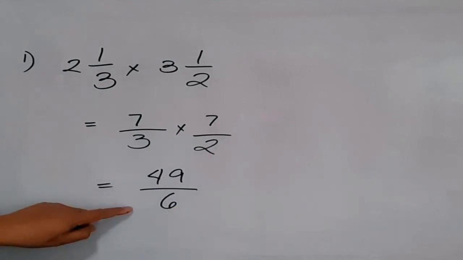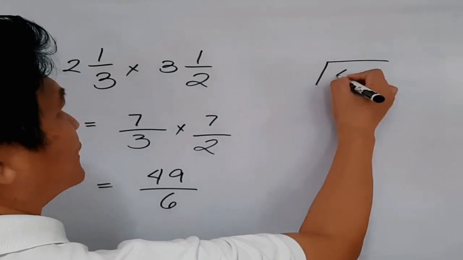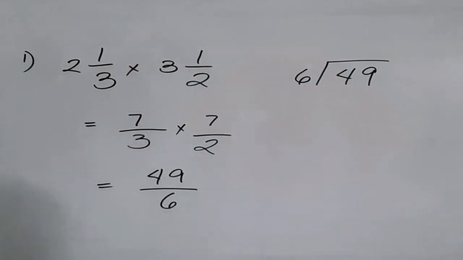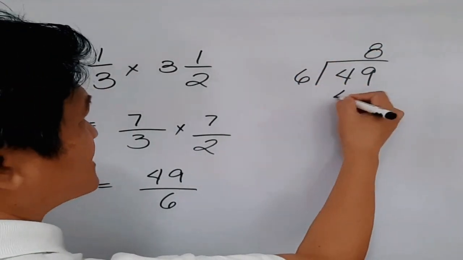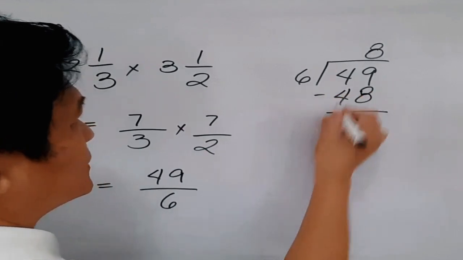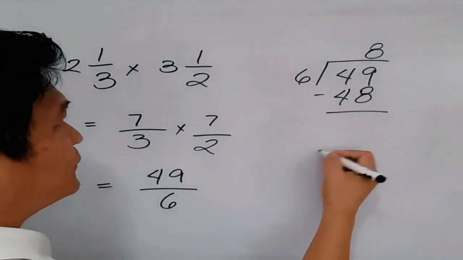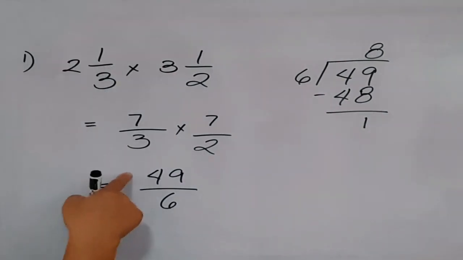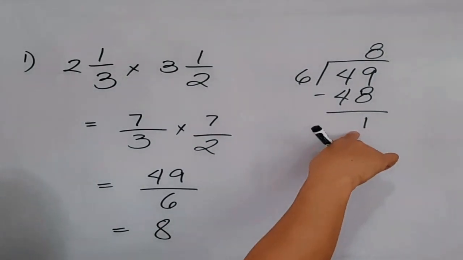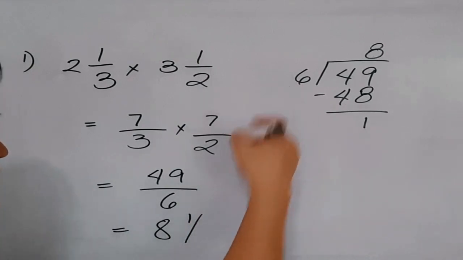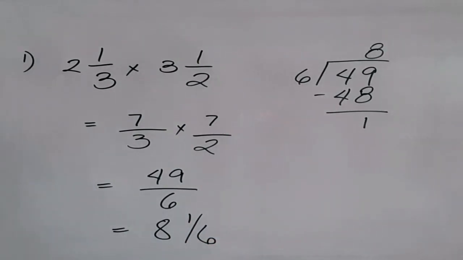Okay? So simplifying this, we have 49 divided by 6. 49 divided by 6 is 8. 8 times 6 is 48. And then we subtract 49 minus 48 is 1. Therefore, 49 divided by 6 is equal to 8. That is your whole number. This is your numerator. And this is your denominator. 2 and 1/3 times 3 and 1/2 is equal to 8 and 1/6. That is your final answer.